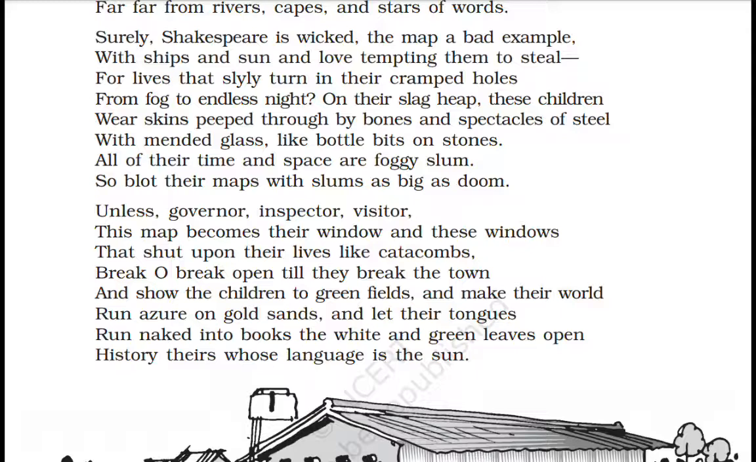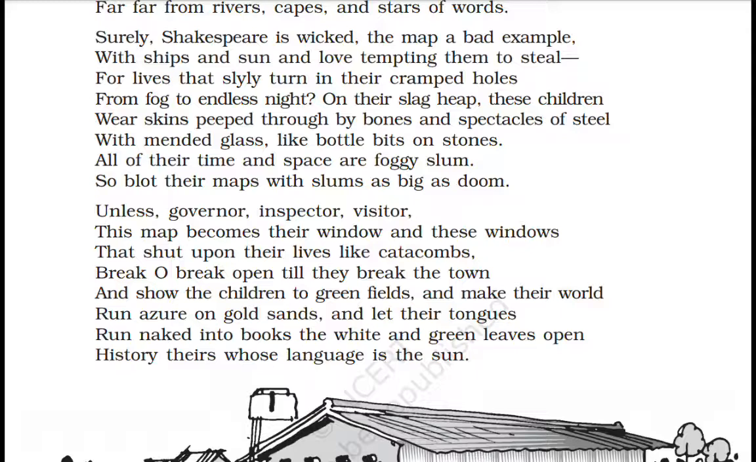So the glass has been mended like bottle bits on stones. Again a simile has been used, like bottle bits on stones. Now the glasses which have been mended by themselves only, they have not been professionally mended, and the spectacles which the children are wearing, they look like bottle bits on stones. Stones means the eyes of the poor children here. So it appears as if on stones some bottle bits have been kept. The spectacles appear as if on the eyes of the children, which are like stones, some bottle bits have been kept.